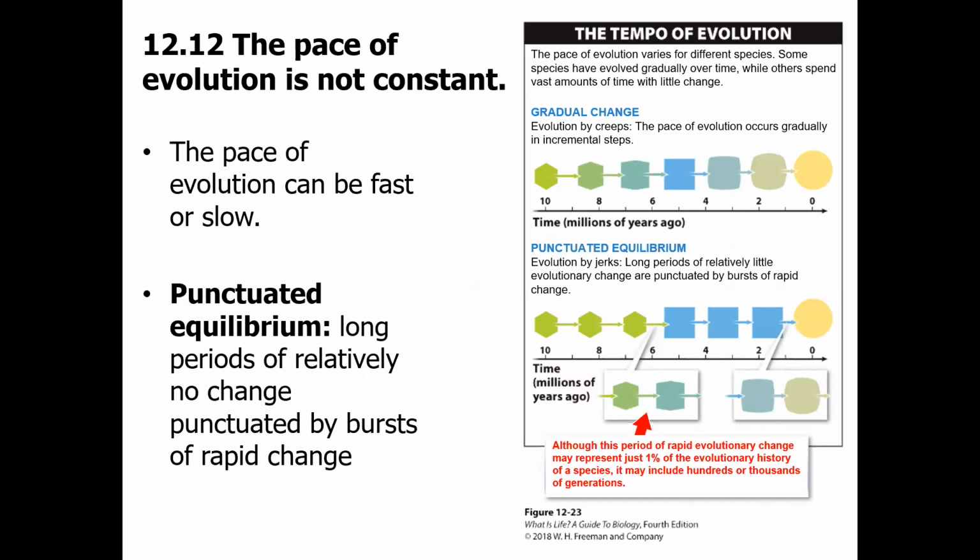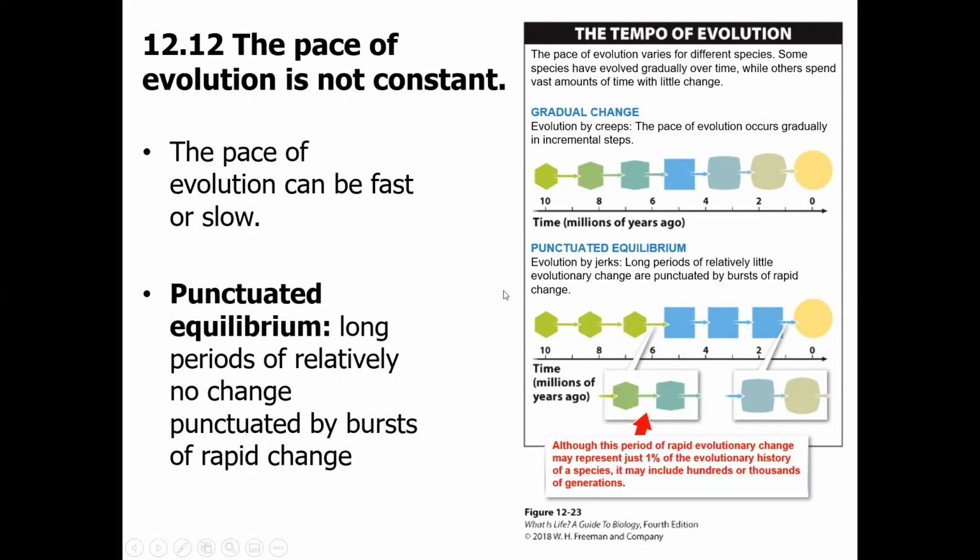Additionally, with evolution and microevolution, there is this idea that evolution can be paced either slowly or quickly. So some argue that evolution occurs by creeps, and others say that it occurs by jerks. What that basically means is a creep is slow, gradual change, and a jerk is a quick, rapid change. So we actually have evidence in the fossil record of both occurring. So with gradual change, evolution by creeps, this is when things occur over slow incremental steps. So in terms of our time span, we're slowly changing the allele frequencies from generation to generation, and eventually we will result in new species.